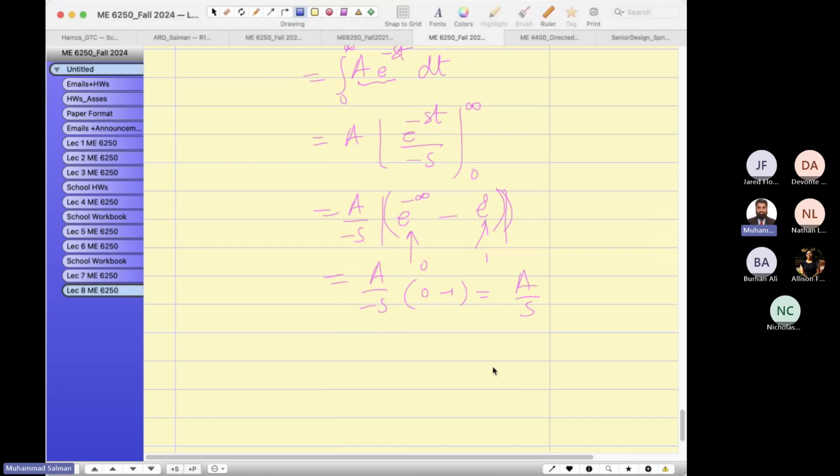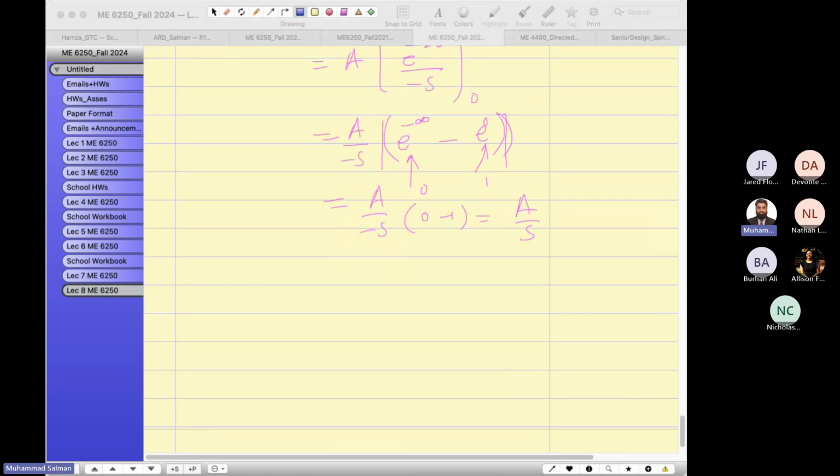So let's do one more Laplace example here. Okay, let's do this for the Laplace domain here. Laplace of sine omega t. For that, we know from Euler's theorem that e to the j omega t and e to the negative j omega t.